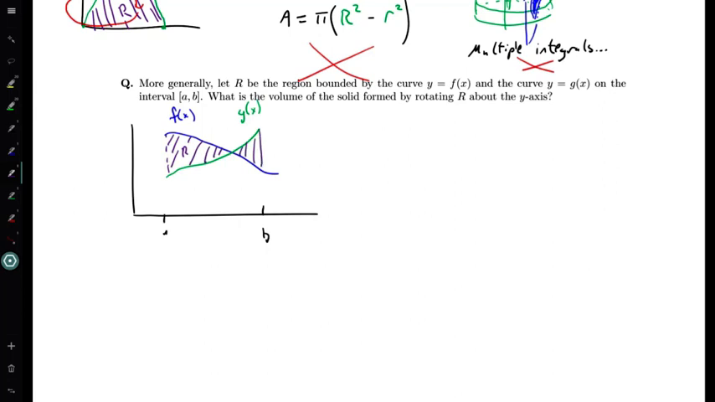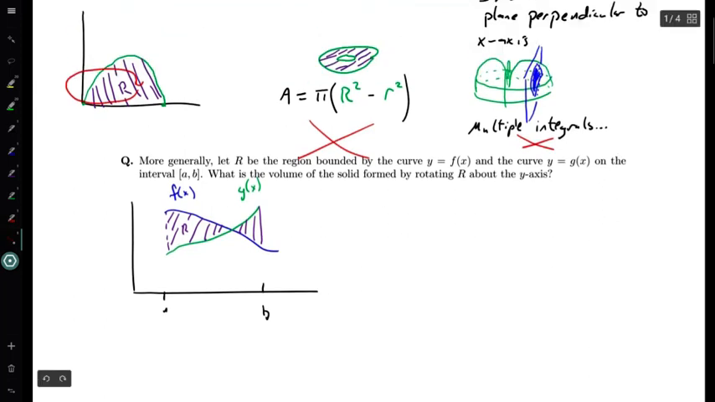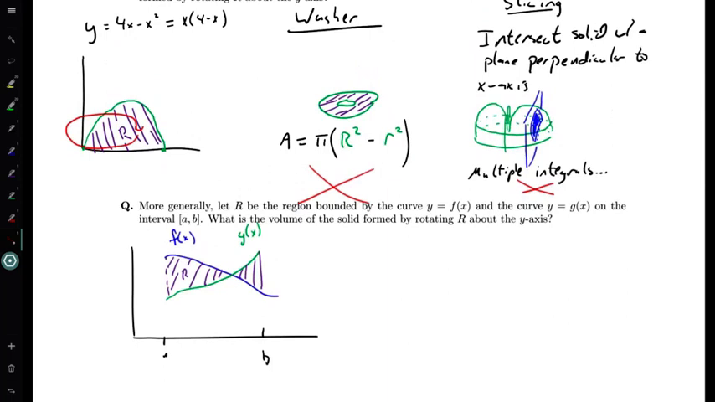All right, so we have this region. We're rotating it about the y-axis. And the thing that I want to look at here is, rather than trying to think about this, if we're rotating about the y-axis and we wanted to use the washer method, what we would do is look at these horizontal lines, and we would rotate those horizontal lines about the y-axis, giving us those washers.